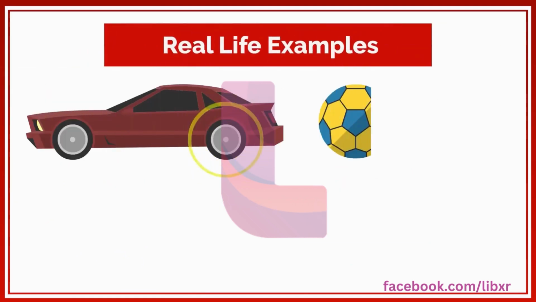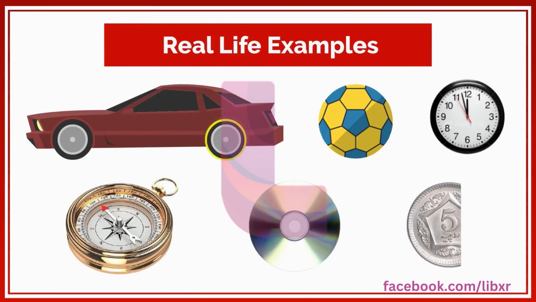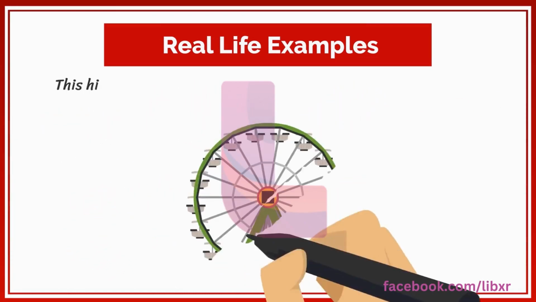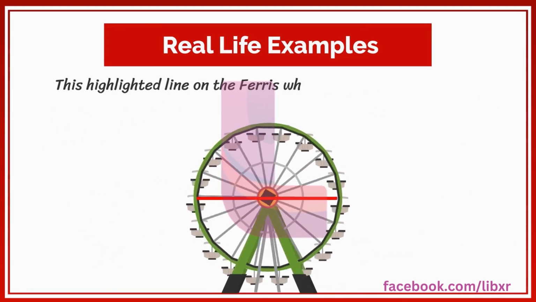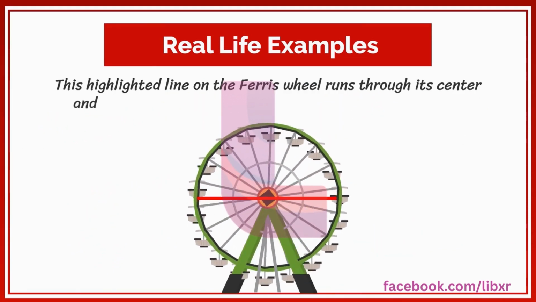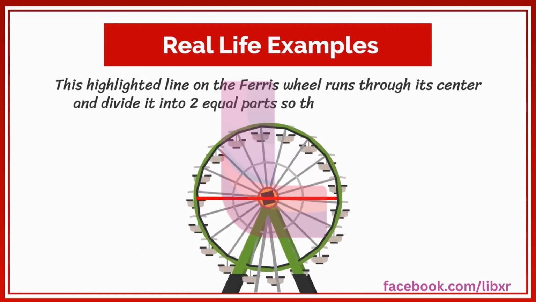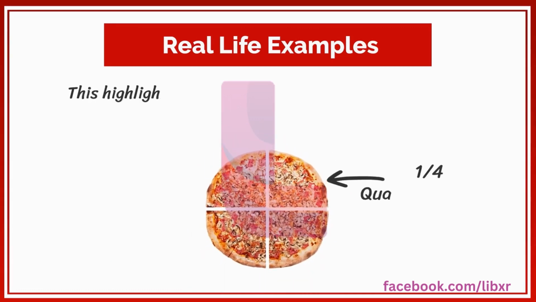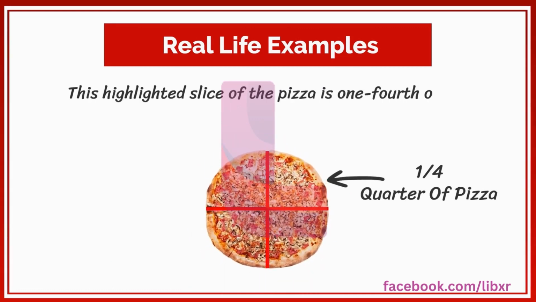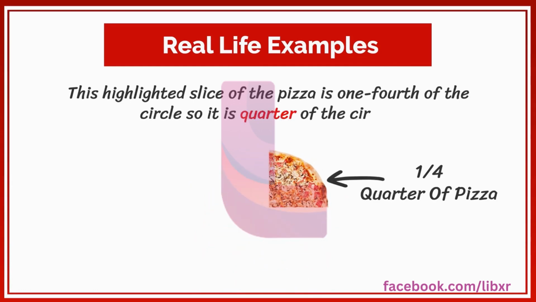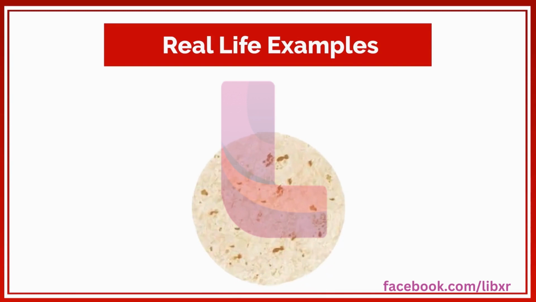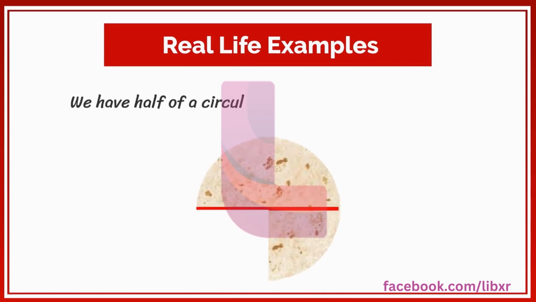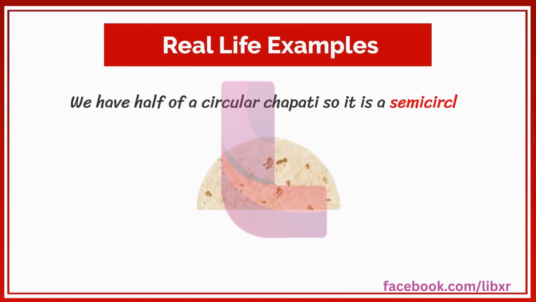Look at these real life examples of circle with highlighted areas and recognize the different components you just learned. This highlighted line on the Ferris wheel runs through its center and divides it into two equal parts. So this line is the diameter. This highlighted slice of the pizza is 1/4 of the circle, so it is quarter of the circle. Here we have half of a circular chapati, so it is a semicircle.